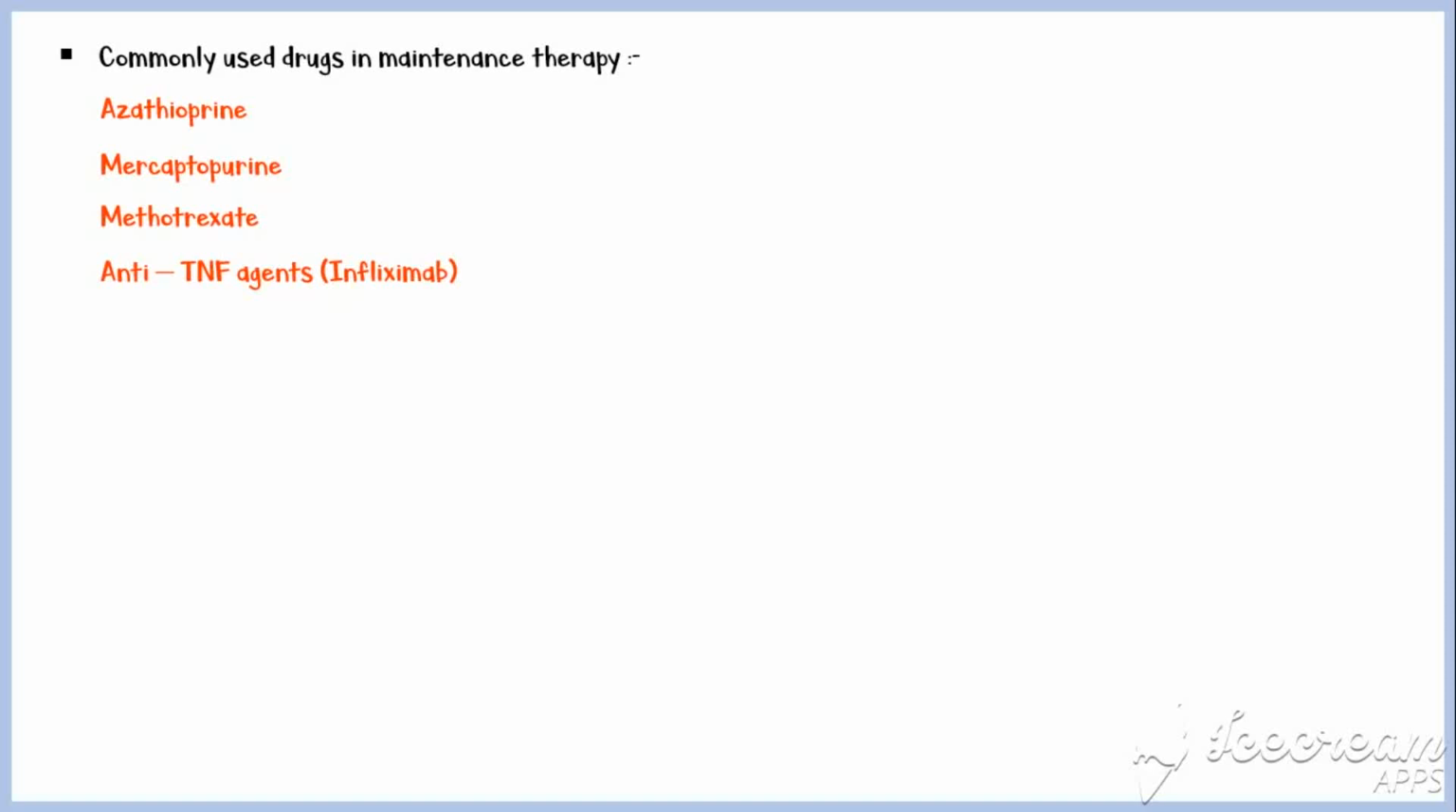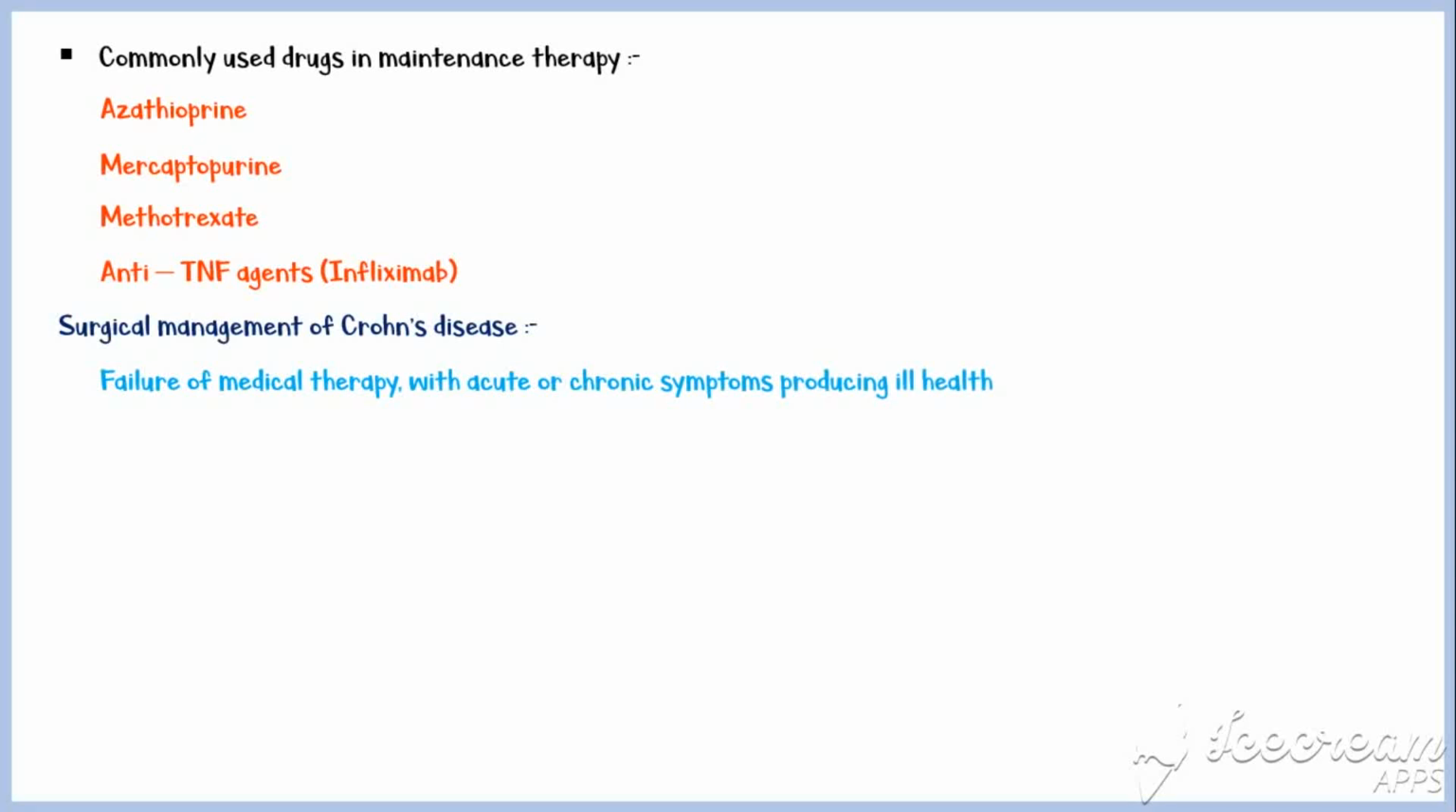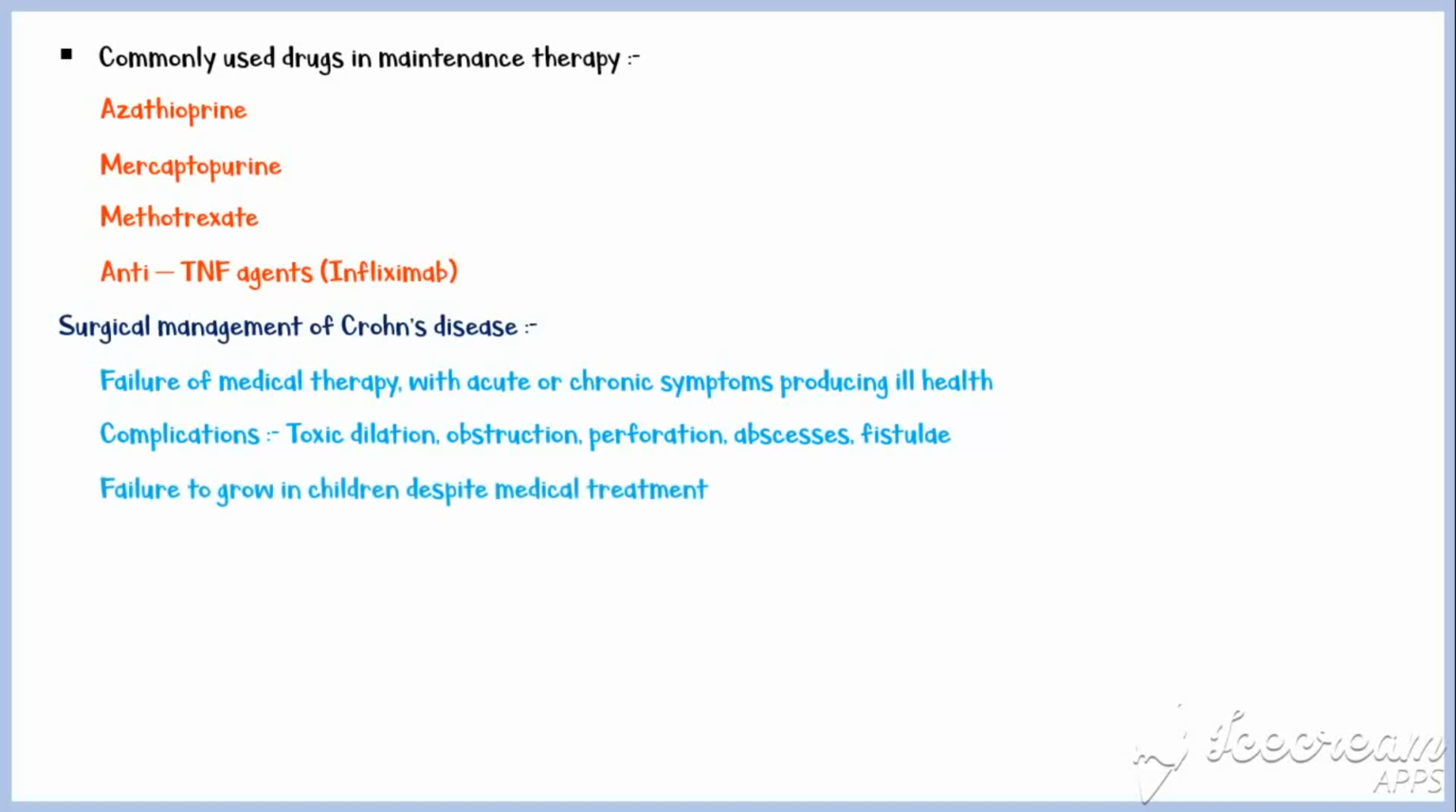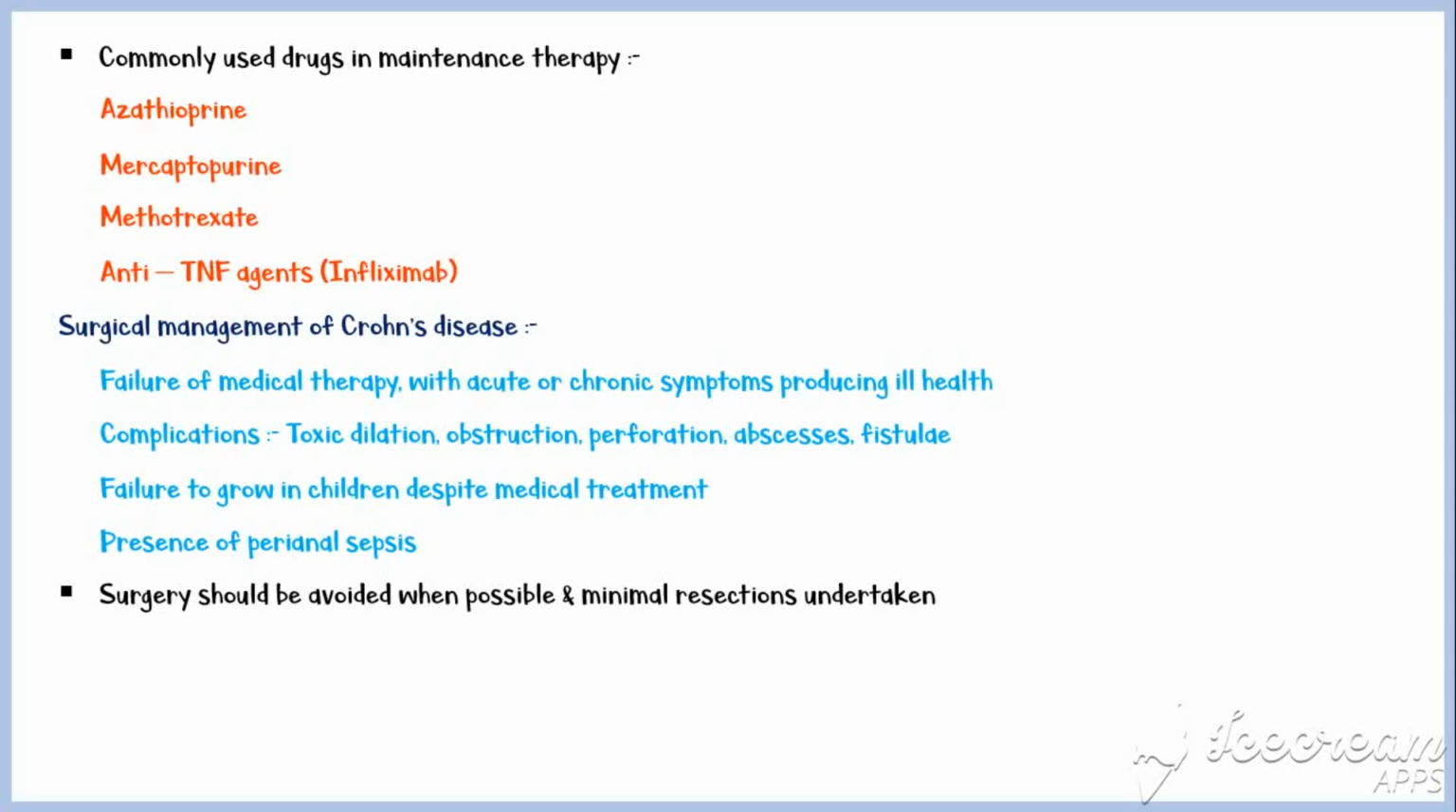Indications for surgical management of Crohn's disease include the following: failure of medical therapy with acute or chronic symptoms producing ill health; complications like toxic dilation, obstruction, perforation, abscesses, and fistulae; failure to grow in children despite medical treatment; and presence of perianal sepsis. However, it is important to note that surgery should be avoided when possible and minimal resections undertaken during a surgical procedure.